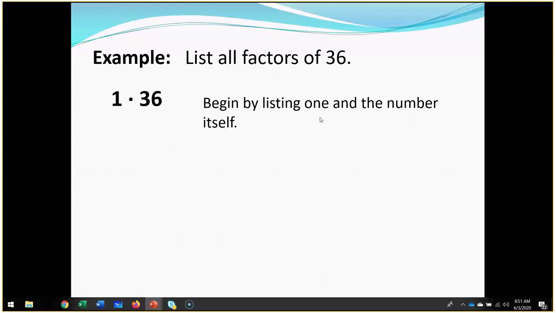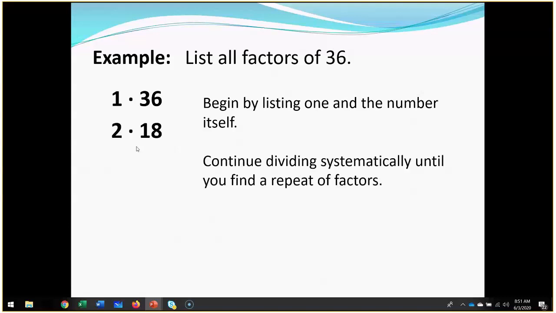Then I'm going to go to 2. So 36 divided by 2 does work because 36 divided by 2 is 18. Then I'm going to go to 3. 36 divided by 3 also works. 36 divided by 3 is 12. Next, I'm going to go to 4. 36 divided by 4 does work. 36 divided by 4 is 9.